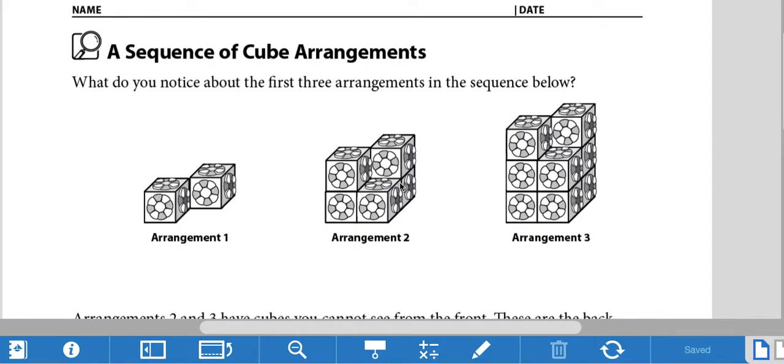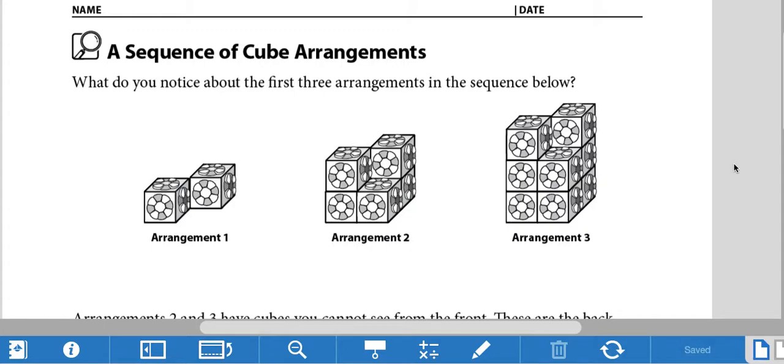Okay, so today in math, we are moving into Unit 6. And in Unit 6, we're going to be looking at geography. Today, we are specifically going to be talking about coordinate planes, graphing, ordered pairs. So here's the first page we're going to look at.